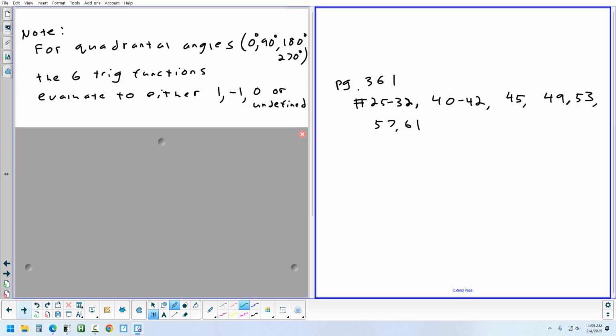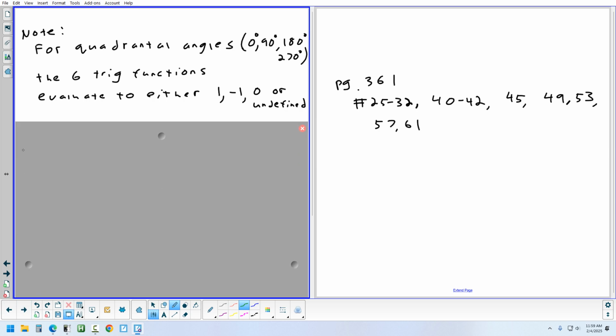All right, so the last thing that I'm not worried about, but just in case you don't remember the names of those angles, I'm going to just put that up as the last thing. The angles 0, 90, 180, and 270 are special because they land on an axis, and those are called quadrantal angles. I think we've said that before, but just a reminder.